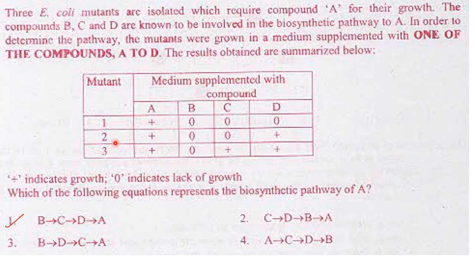Now next one, mutant 3. Mutant 3 shows growth when A, C or D is added, because it has the enzyme needed for conversion of C to A as well as D to A. But we already deduced that D is getting converted directly to A. So C has to get converted to D and then D has to get converted to A. So what is left out? B is left out. So B, C, D, A. So the answer here is option 1.